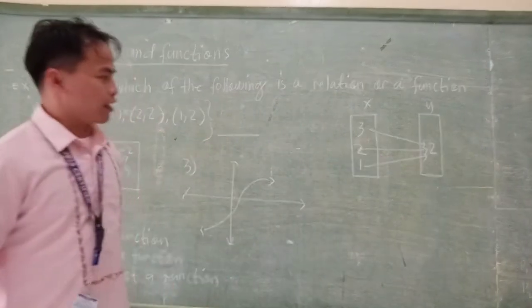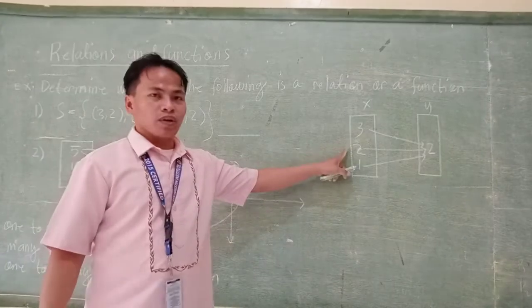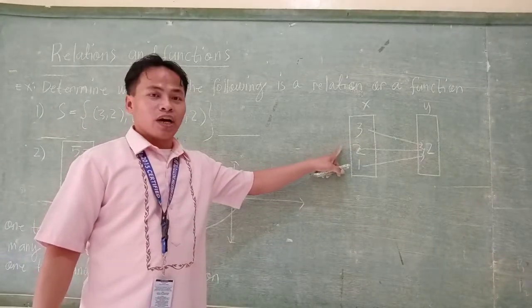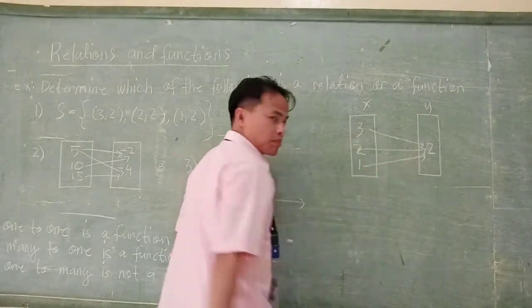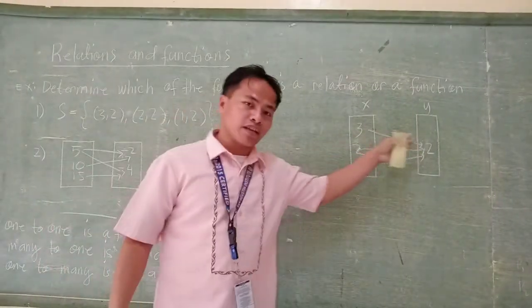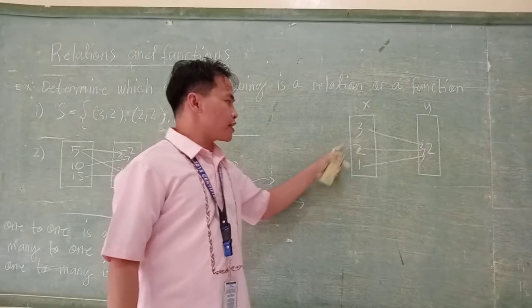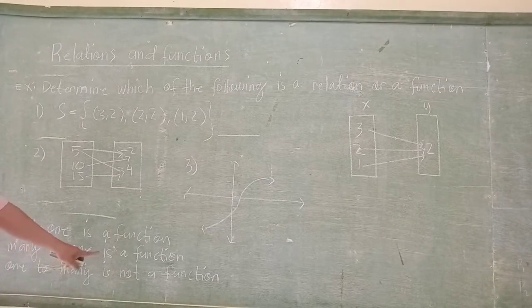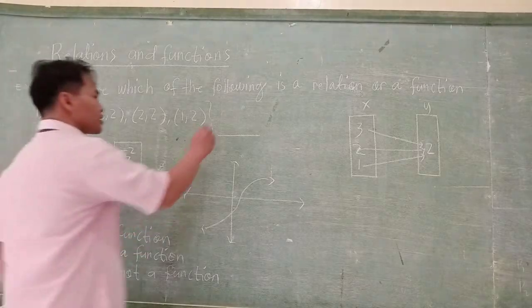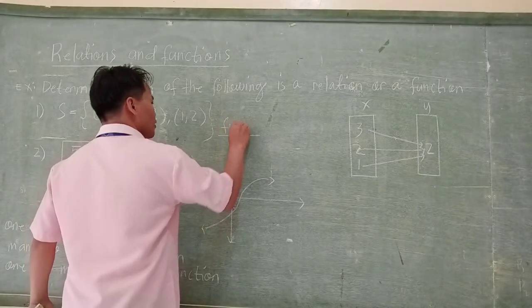Therefore, this one is what we call many to one. Why many? There are many here, but each has only one corresponding value. So this is what we call many to one. And remember, many to one is a function. Therefore, this one is considered as a function.